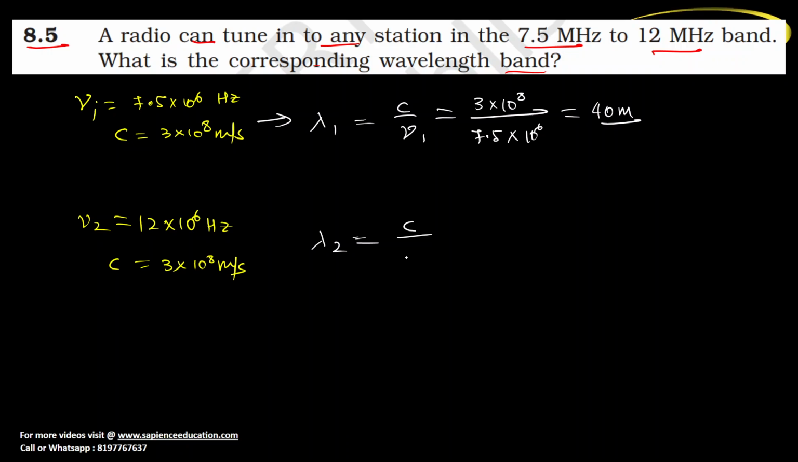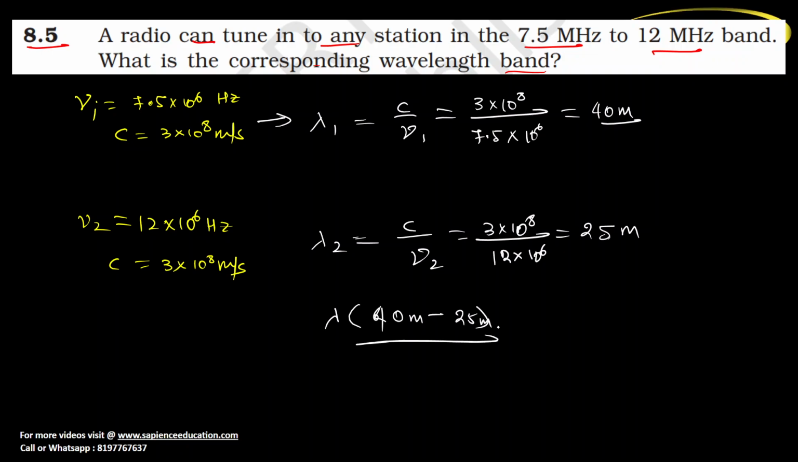So this will be again c by frequency 2. So this is equal to 3 into 10 to the power 8 meter per second divided by 12 into 10 to the power 6. Finally when you calculate this, you will get 25 meters. So our wavelength will range from 40 meters to 25 meters, or we can say the reverse also.